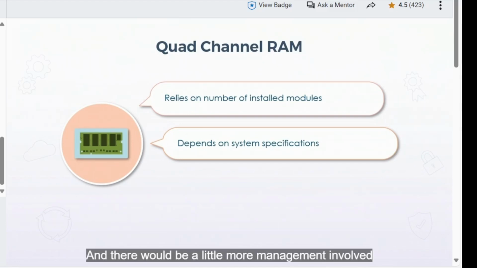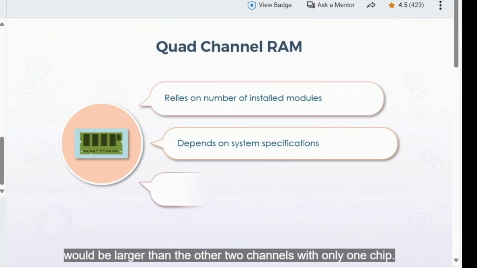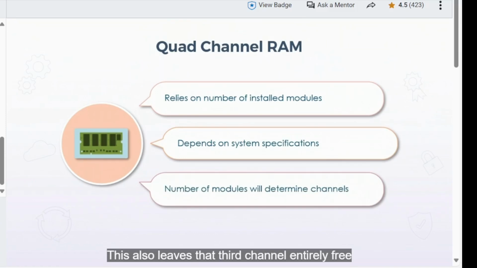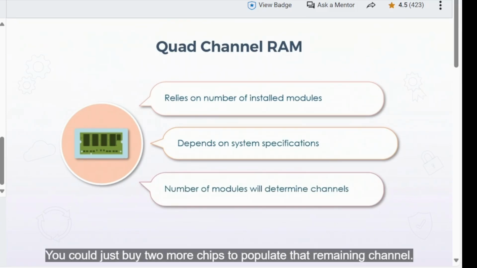But any channel left empty will of course mean that you won't be using all 4 channels. Or to put that another way, the number of modules used in their own dedicated channels will determine how many channels are actually being used.